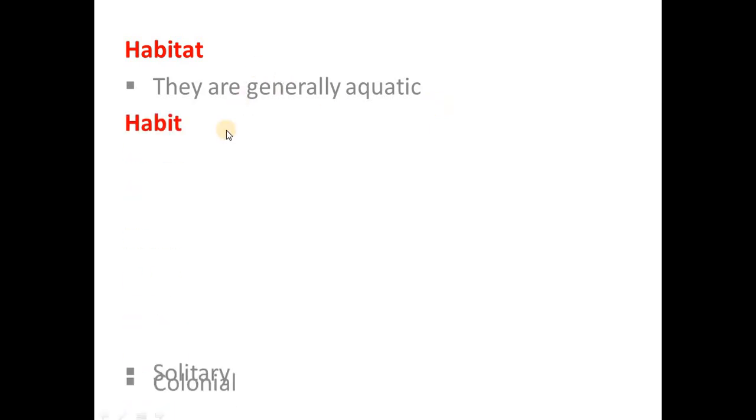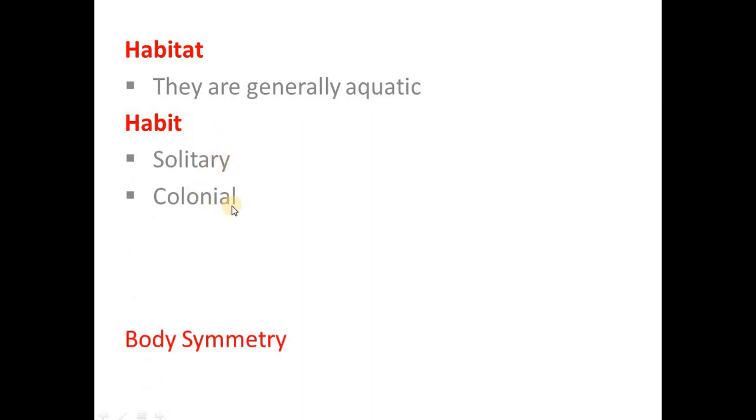Before starting today's lecture, we will just revise our earlier lecture. Habitat. Coelenterates are generally aquatic and are generally found in marine water, although a few, like Hydra, are freshwater. If we talk about the habit, they are solitary or colonial.